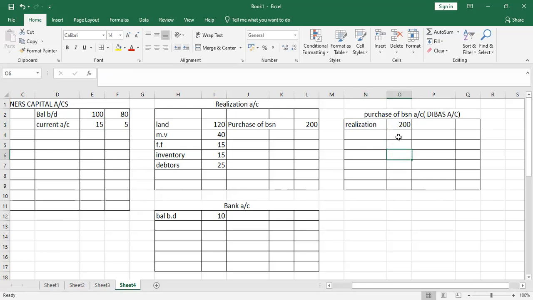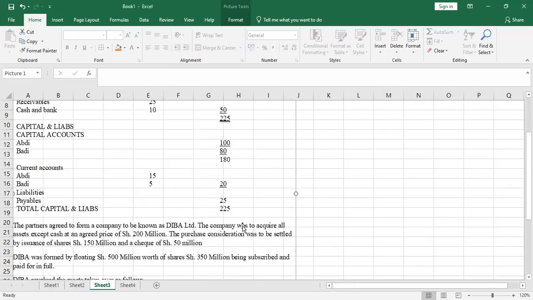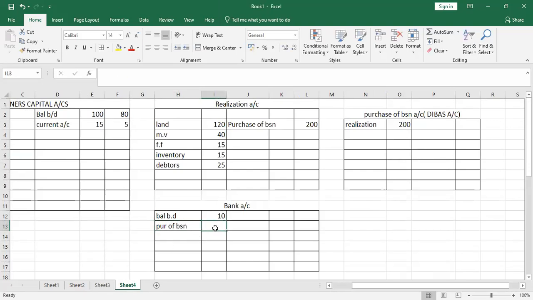How are they giving us this amount? This one, purchase of business, they are giving us in cash, they are giving a check, bank. In the purchase of business, we are collecting a check. Watch here. They paid a check of 50 million. I hope when I switch from one sheet to another, you are also able to see. So we come here and say bank, 50 million.